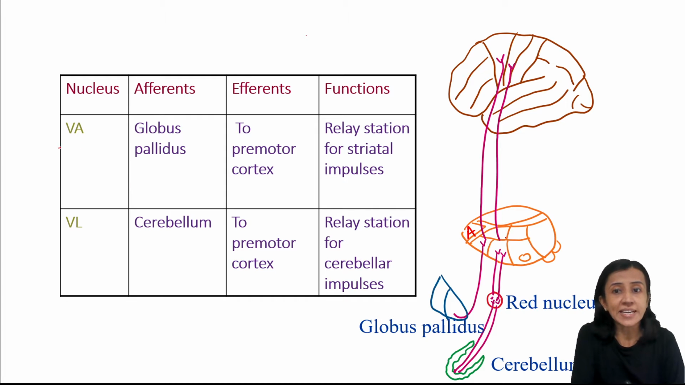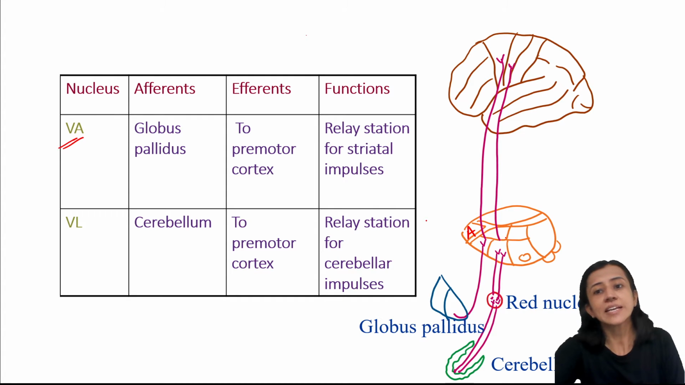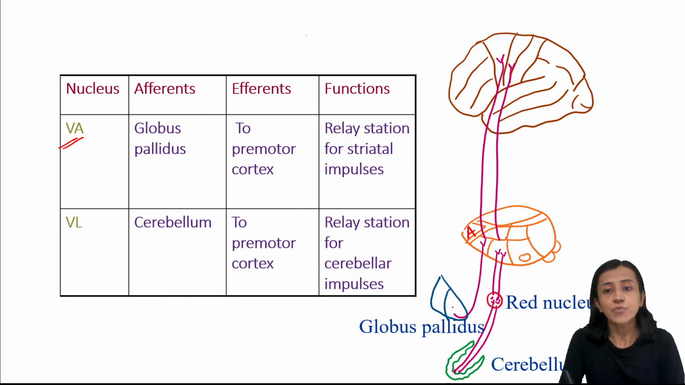So the ventroanterior group of nuclei receive afferent fibers from the globus pallidus, that is a part of the basal ganglia, and efferent fibers are given from here to the premotor cortex. And this is the relay center for the striatal impulses.